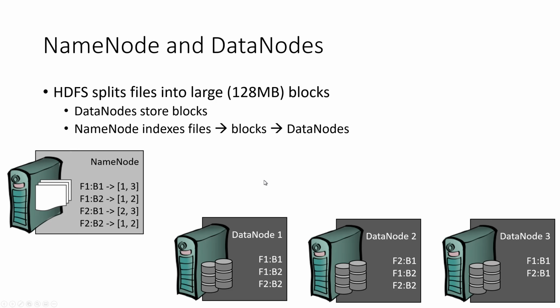HDFS also has name nodes. The name node indexes files, and each file has a table of blocks. Then the blocks are mapped to multiple data nodes. For example, file 1 block 1 is stored in data nodes 1 and 3. File 1 block 2 is stored in data nodes 1 and 2, and so on.